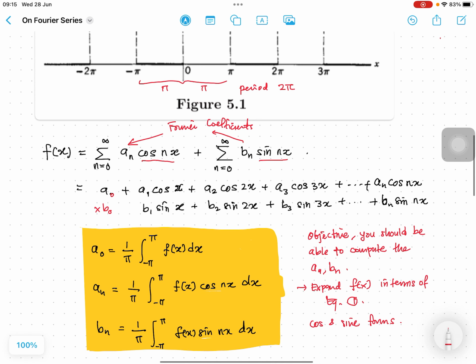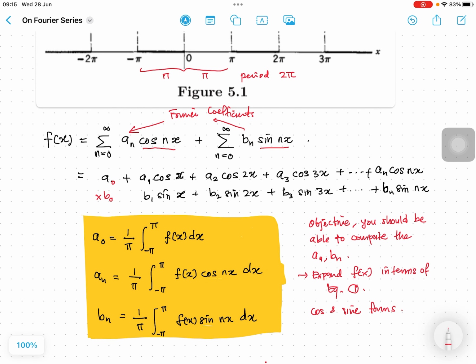Then you can compute your respective coefficients, a naught, an and bn, using these integrals. The objective is that you should be able to compute the an and bn, and then expand your function in terms of cosine and sine forms. You can also expand your functions in a Fourier series of complex form because you can write cosine and sine using the Euler formula. But in this case, we focus on cosine and sine forms.